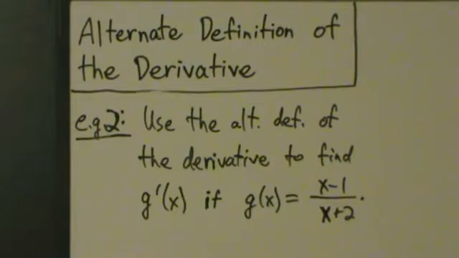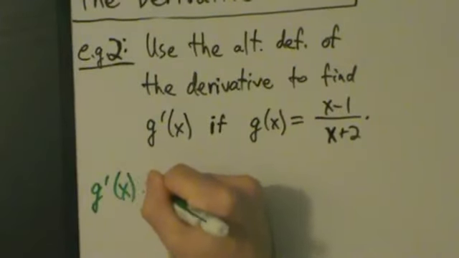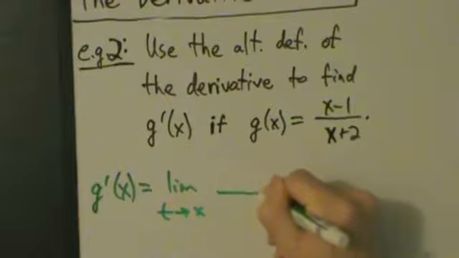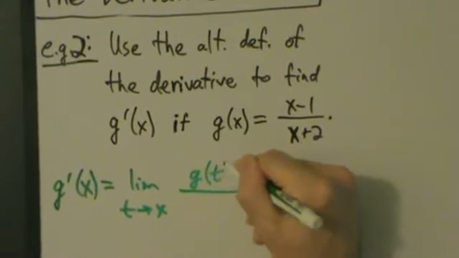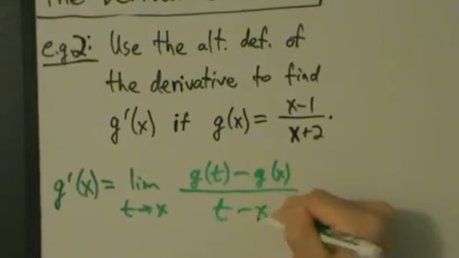Okay, so here's example 2 of using the alternate definition of the derivative. So let's go ahead and use that to find g prime of x if g of x equals (x minus 1) over (x plus 2). Okay, so we have g prime of x equals the limit as t approaches x of g of t minus g of x divided by t minus x.